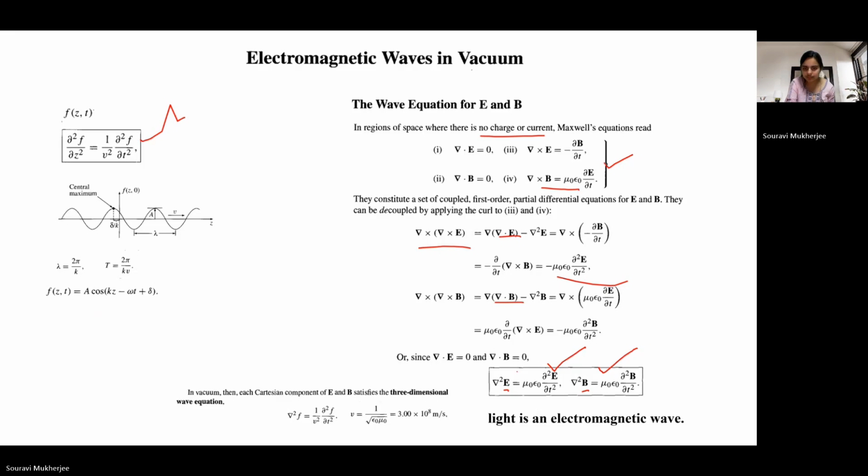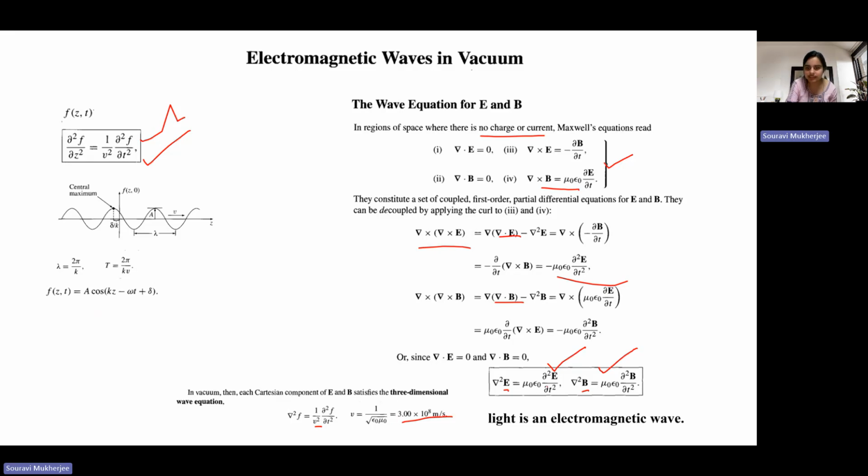And if you compare this with this relation here, you see that the velocity of the wave is given as the speed of light. Okay, so this explained, or validated, that light is an electromagnetic wave. So when there is a propagation of light, it is basically nothing but propagating electric and magnetic fields, propagating with this speed in vacuum.